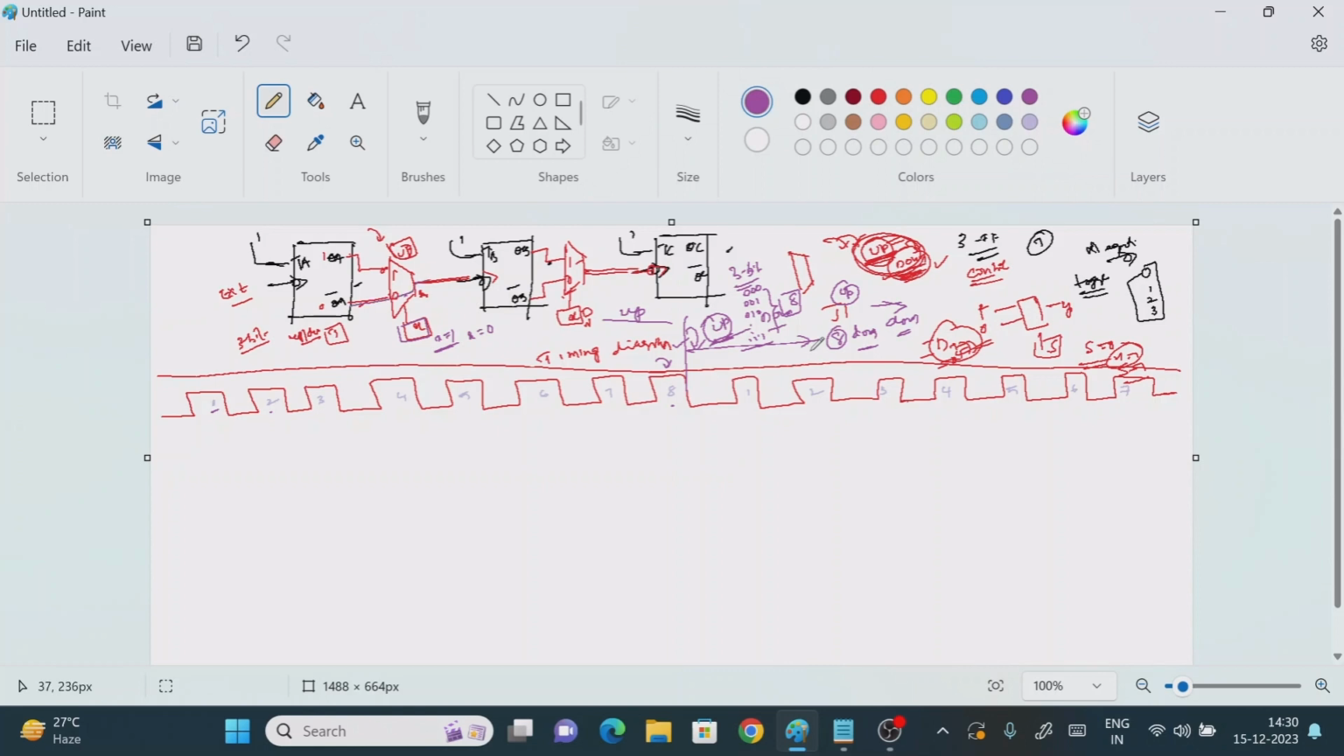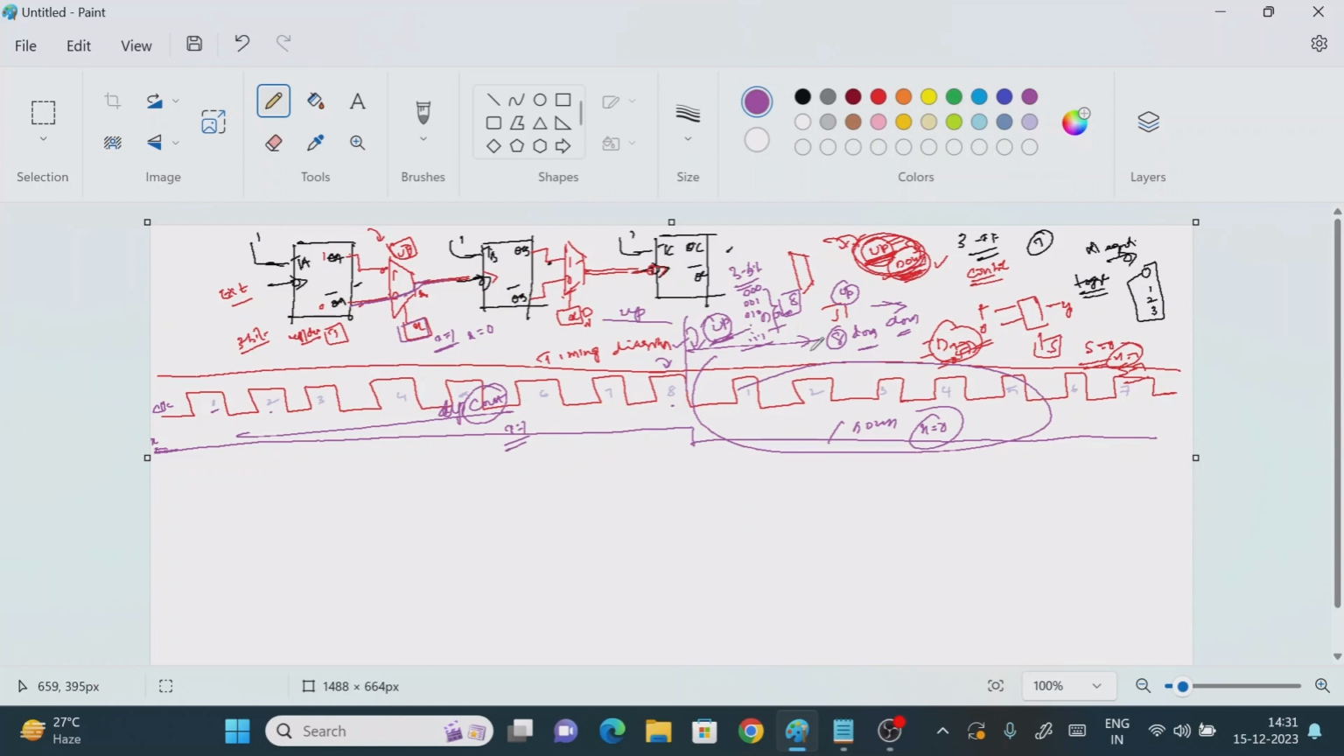So the important thing is that after taking the clock pulse, we need to take the x value also. For this time period I am going to consider x equal to 1, and for this time period x equal to 0. It means that in this duration it is going to perform the down count operation, because x equal to 0. At this point it is going to perform the up counting operation, because x equal to 1.